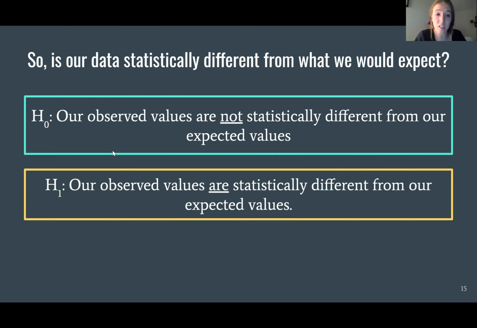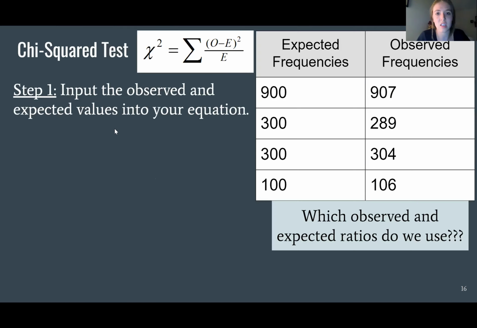If you end up rejecting your null hypothesis, that means that there is an outside influence affecting the ratios of the phenotypes. So again, this is hypothetical right now, but let's crack into the actual equation. There are 7 steps that I've boiled a chi-squared test down into. Feel free to pause and take notes, or just do the calculations along with me.